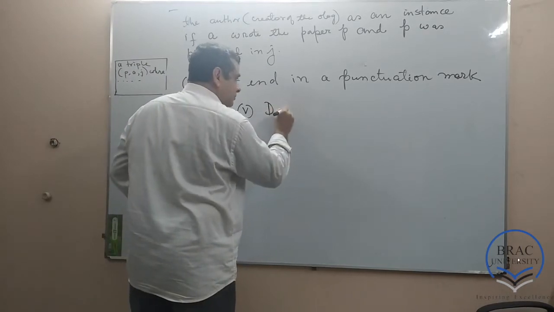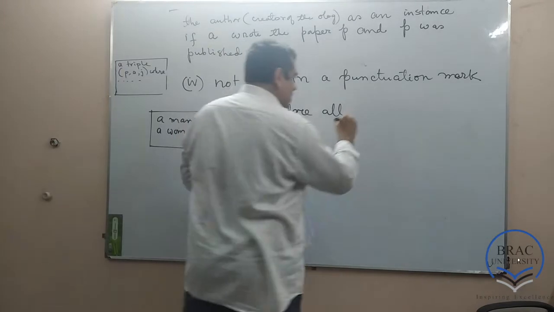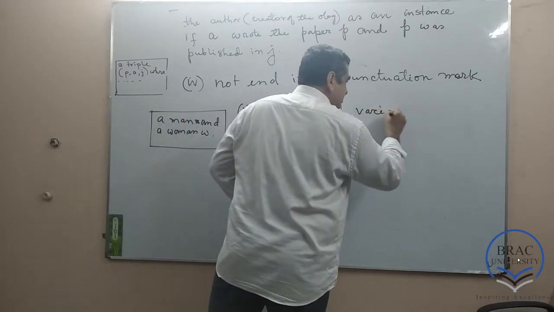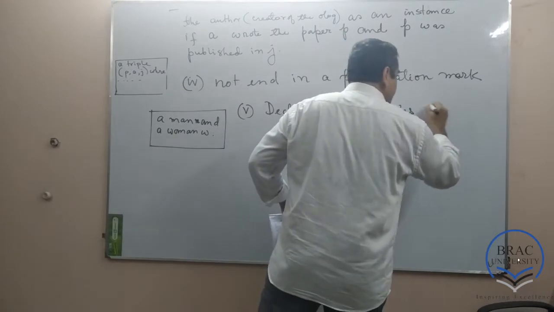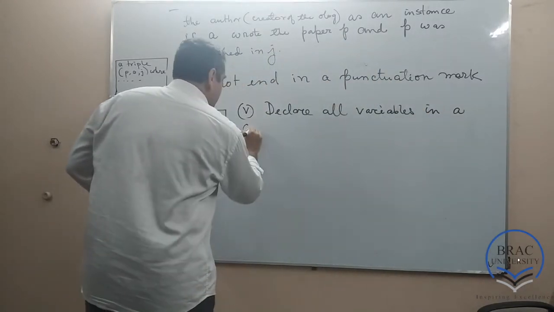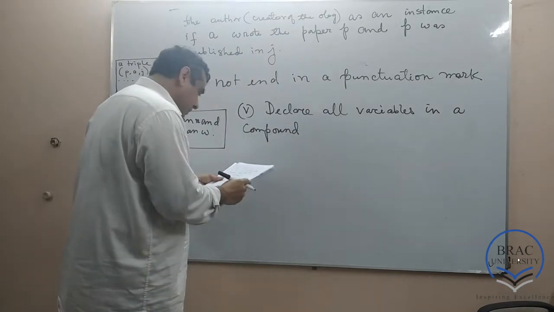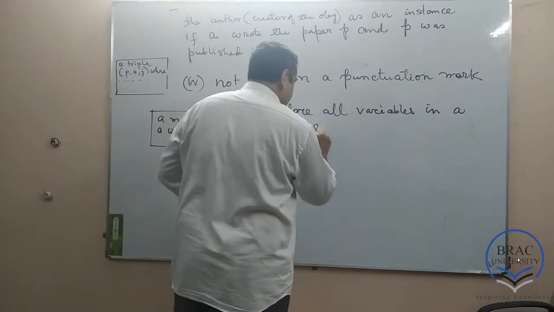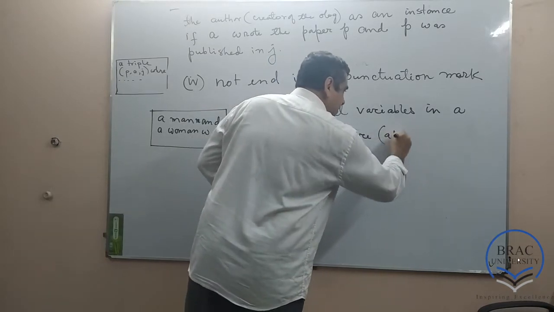The fifth rule: declare all variables in a compound structure, a compound structure that we have already discussed in fair detail.